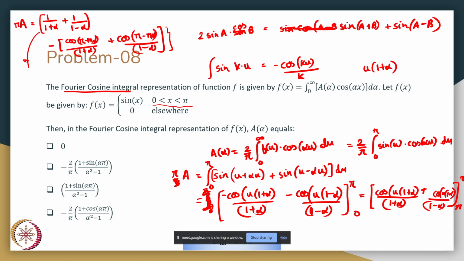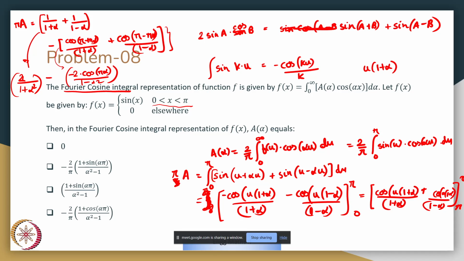And from the first term of the integration, we have essentially (1 minus alpha plus 1 plus alpha) upon 1 minus alpha square. So it should be 2 upon 1 minus alpha square, minus this term, which is 2 cos of pi alpha upon 1 minus alpha square.